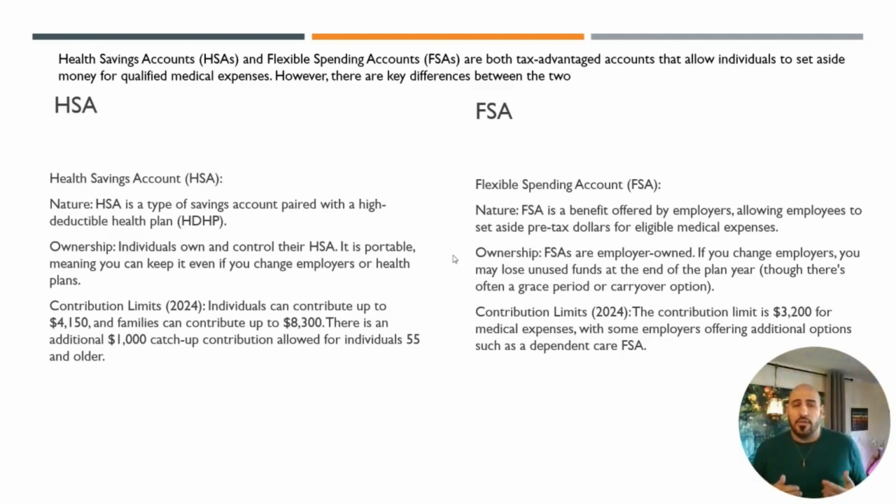The contribution limit in 2024 for an individual is $4,150, and for a family is $8,300. And there's an additional thousand for people who are 55 and older. After 1 year, you could continue keeping that money after the end of the year, I mean, and you could use it again and again. You could use it throughout your life.